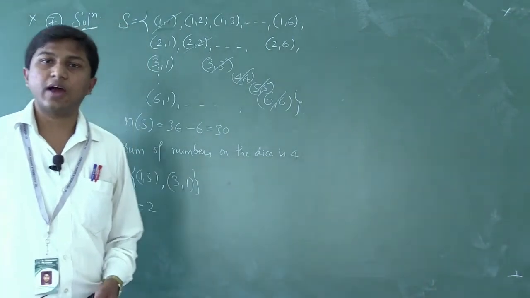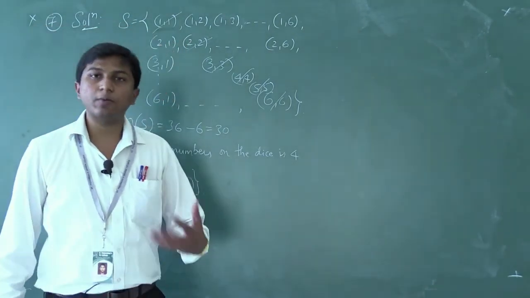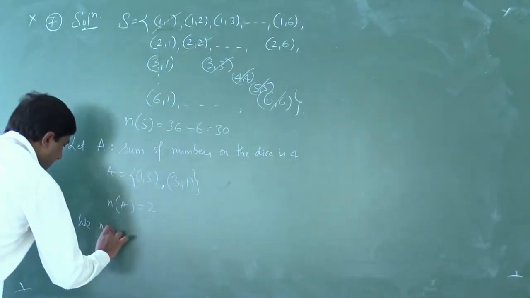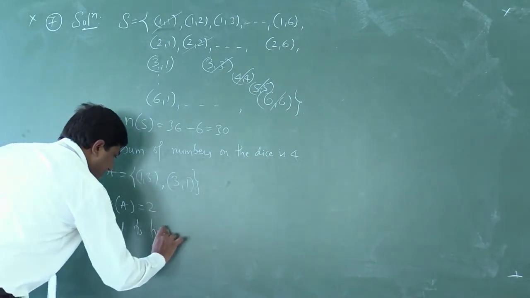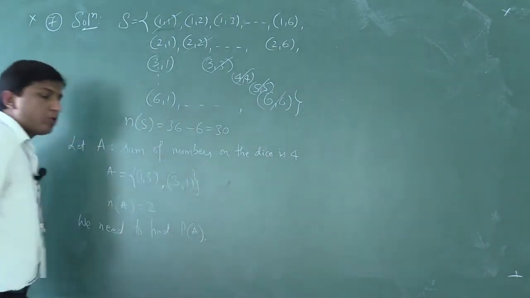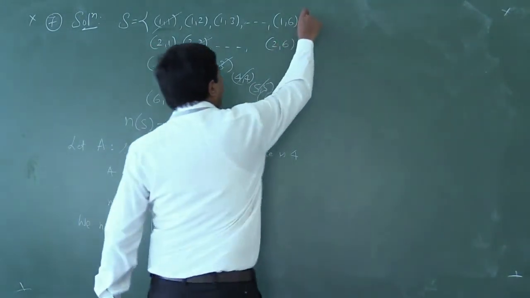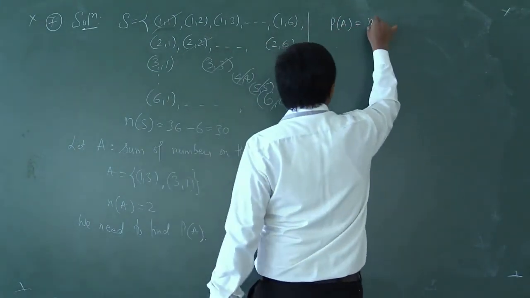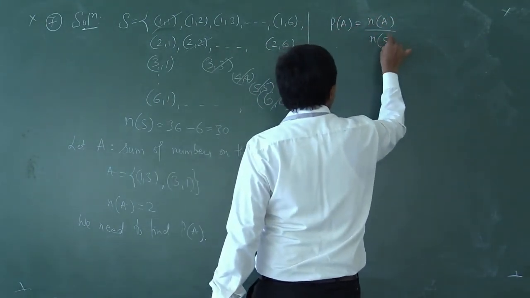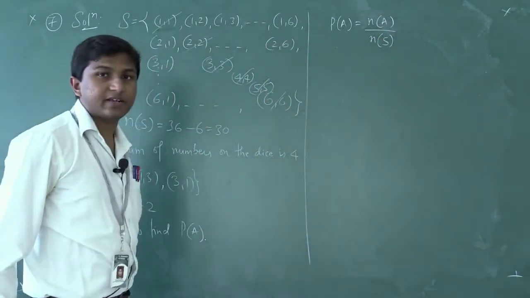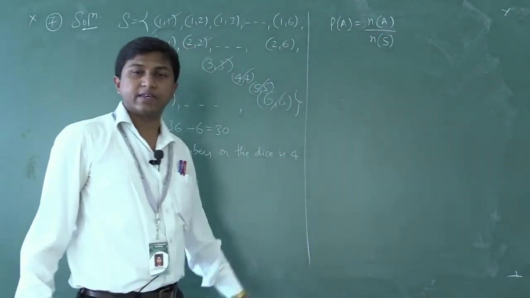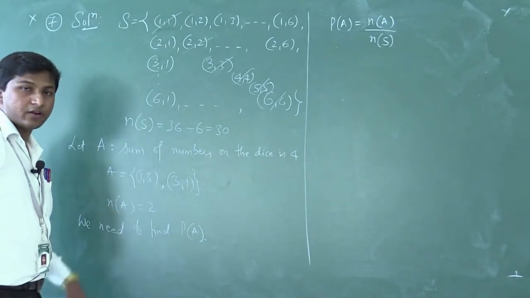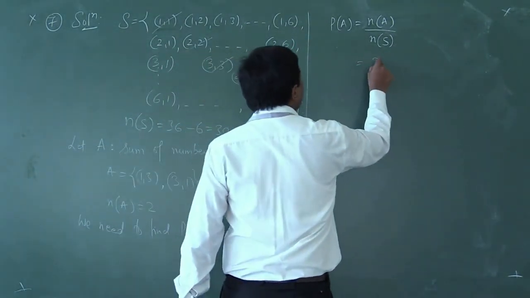But what is the question asking us to do? We need to find out probability of event A, right? So we need to find P of A, that is probability of event A. What do we know about probability formula? P of A is equal to N of A by N of S. Number of elements in set A divided by number of elements in the whole sample space S. So how many elements are there in set A? There are two elements. So N of A equals 2.